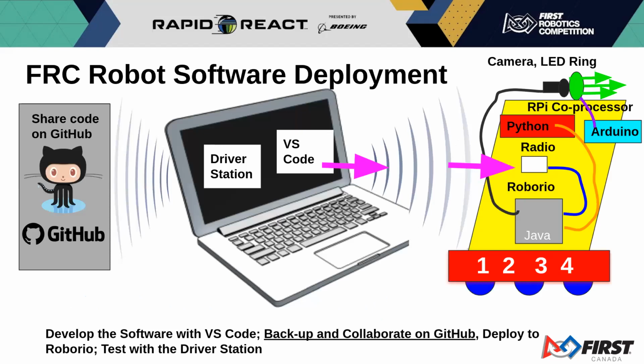Only one adjustment to our overall big picture this week. For the last few weeks, this diagram has been gradually developing. We have our competition robot with the roboRIO, which contains Java in most cases. And we have a radio, the wireless connection to the driver station computer. And possibly on some of the more advanced robots, we have a Python instance running in a Raspberry Pi coprocessor. Well, that's one way to do it.